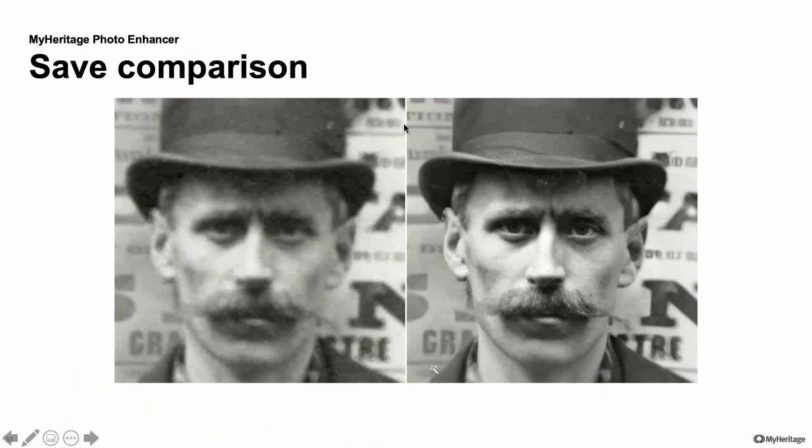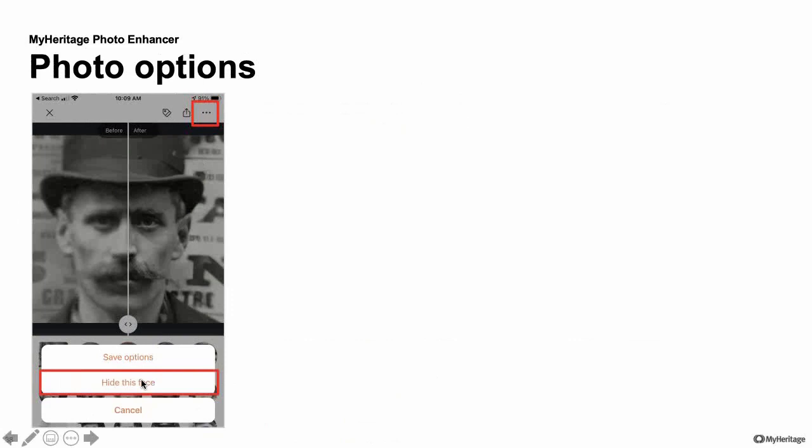Another thing that we can do is hide this face. If we tap hide this face, it will remove the face identification from the enhancement process. Sometimes the algorithm makes the faces look very weird, and maybe you wish to remove it and not see it. If you have removed the face by mistake, you can always go and delete the enhancement process and do it again, and the face will appear back in the identified section.